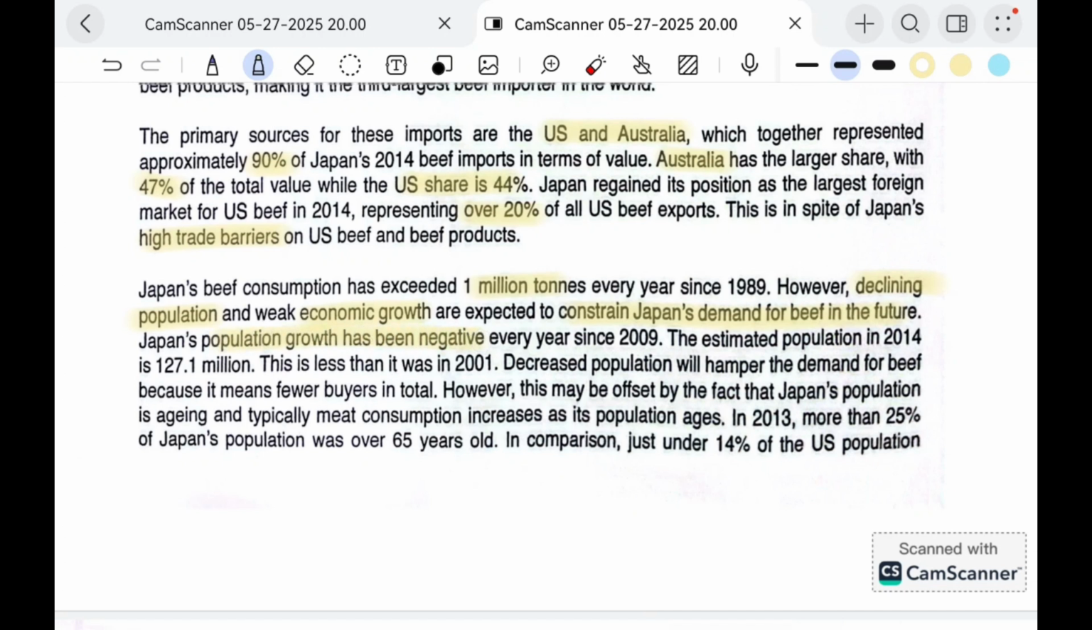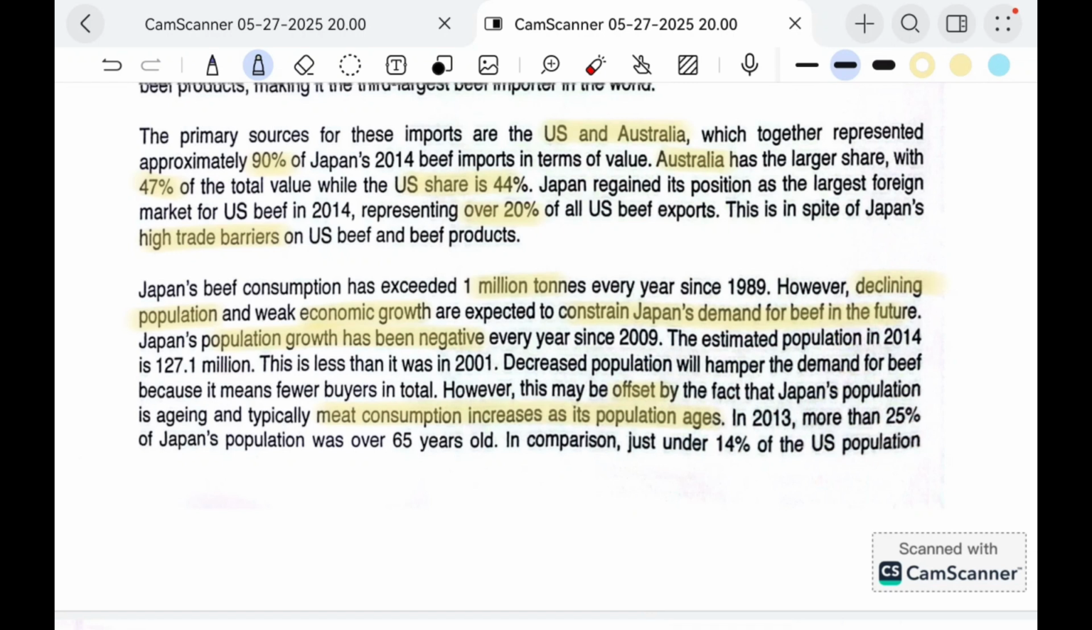So if you move on to Year 2 JC macro, you will learn that under economic growth, yes, Japan is one of the unique countries that has stagnant growth for decades. So you will learn more why. Okay, then the population, actually I don't really need to know about the population, so I can sort of fast forward a little bit. But the interesting point is that they say population will possibly decrease, right? But it may be offset by the fact that Japan's aging population may contribute to an increase in meat consumption. So they say typically meat consumption increases as its population ages.